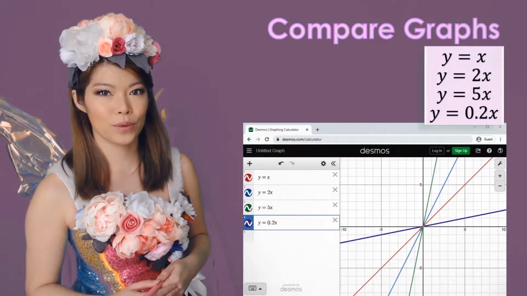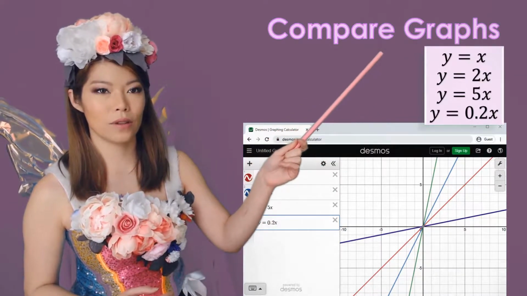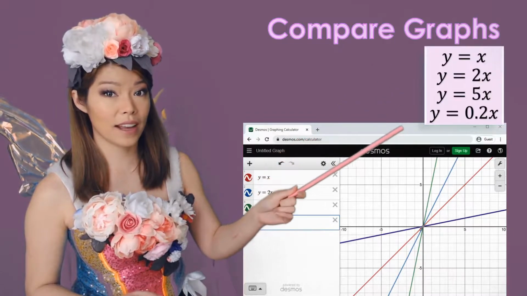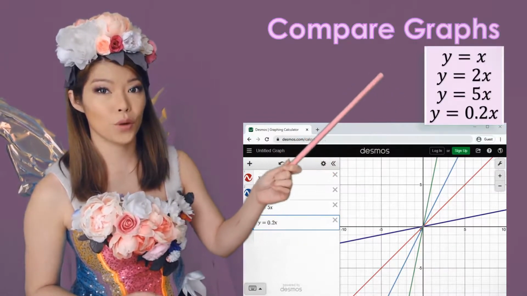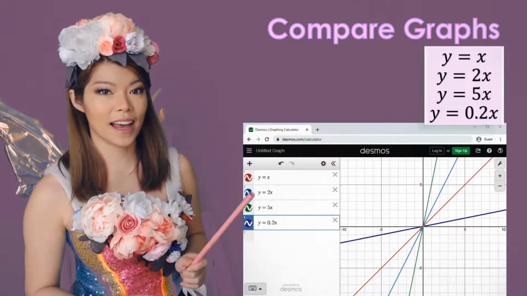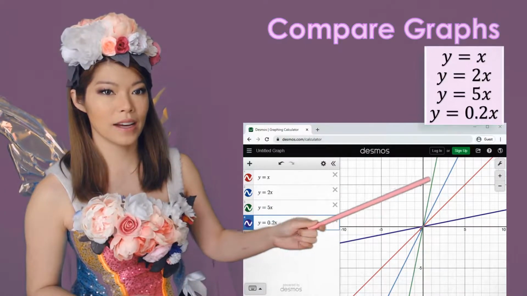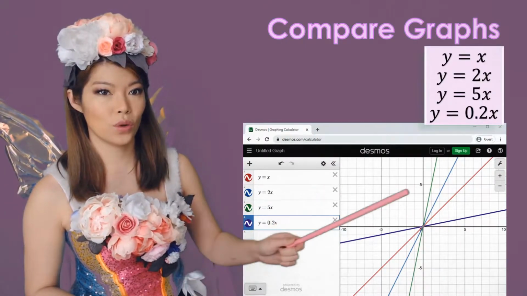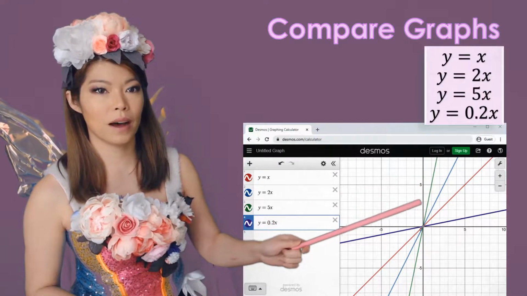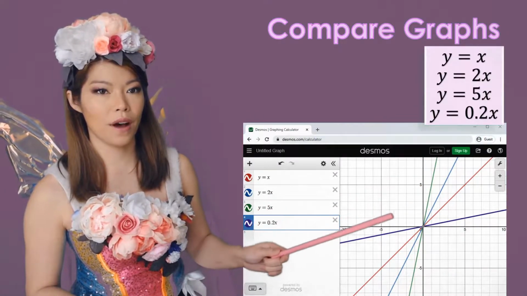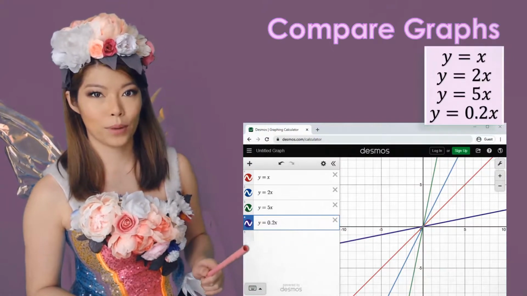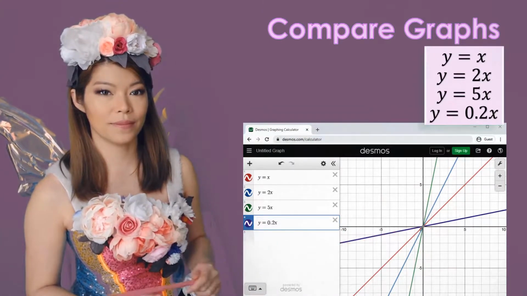compare its attributes. So in this case, I've given you something with a different value in front of x, or in other words, a different gradient, and we can quickly see that y equals x, the red line, can be compared to y equals 2x, the blue line, which is steeper, and as the number increases to 5x, it gets really steep, and 0.2x, it's pretty shallow.